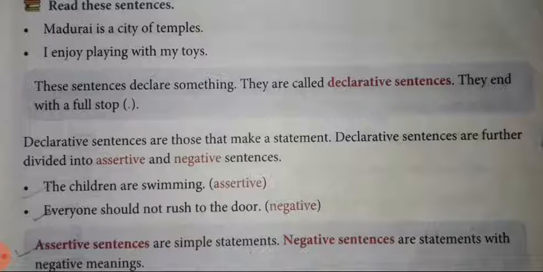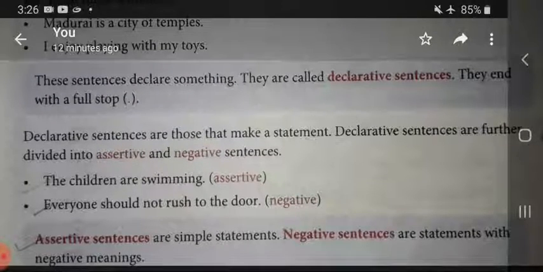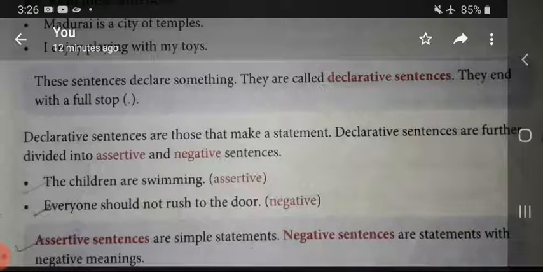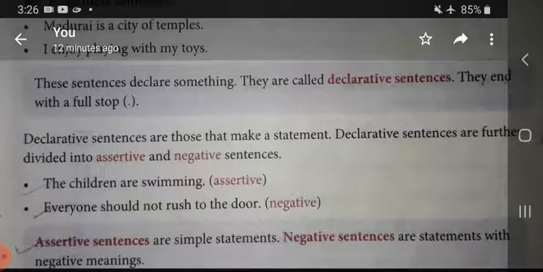Declarative sentences are further divided into assertive as well as negative. Assertive means the children are swimming. Second, it's a negative sentence. Everyone should not rush to the door. Not is given, so not means negative. The children are playing. It is assertive. The children are not playing. It is negative. So assertive sentences are simple statements, while negative sentences are statements with negative meanings.